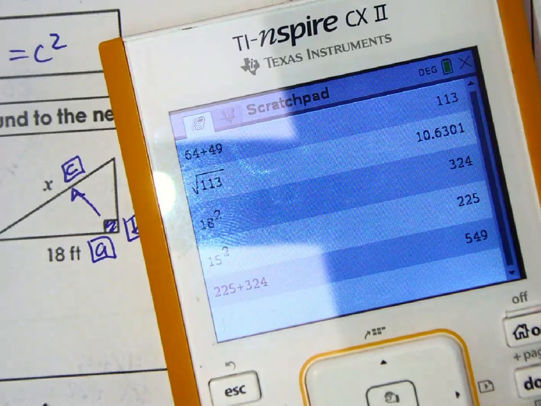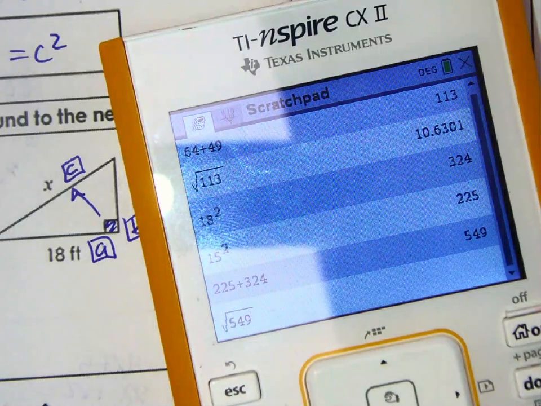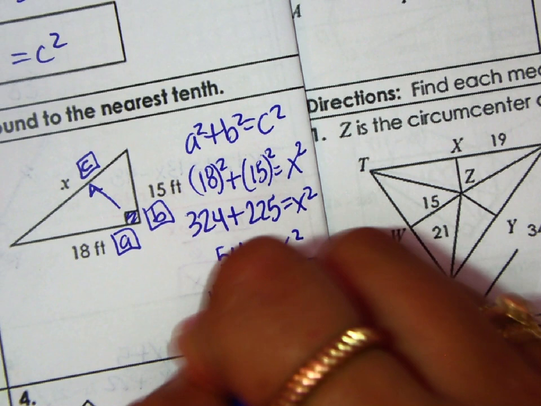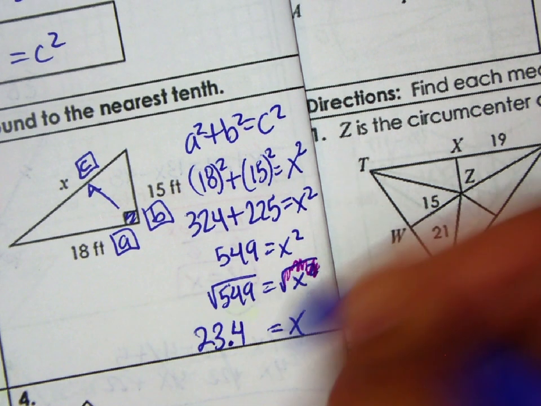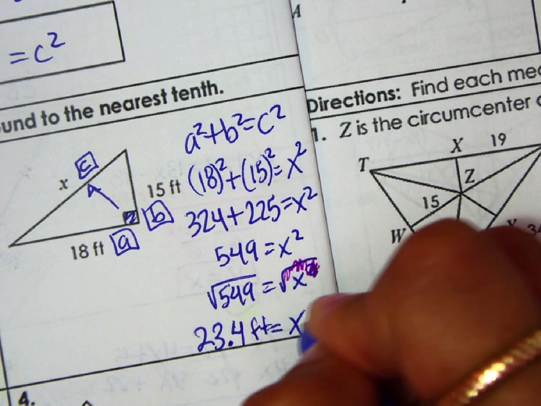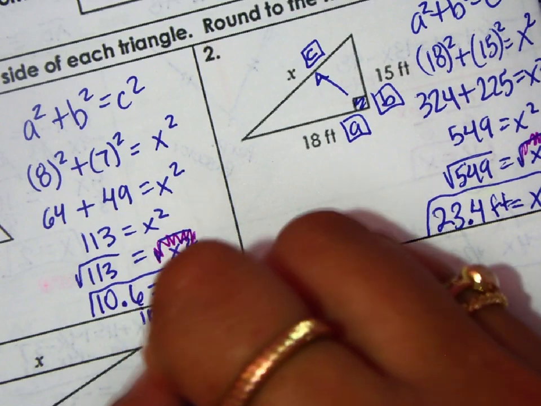So square root of 549, according to this, is 23.4. Now, I know they give you feet, so let's just add the unit. This one was inches.